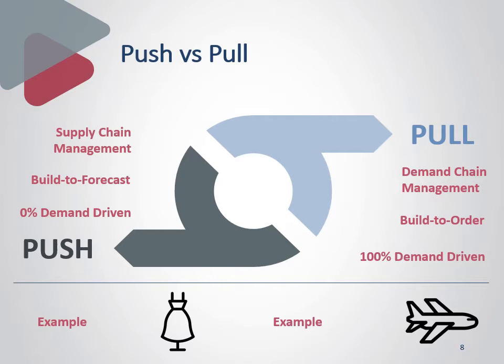But the fact is that most industries are neither 100% demand driven nor 0% demand driven. They lie somewhere between the two extremes. So it's kind of a continuum, and most industries lie somewhere between the two ends.